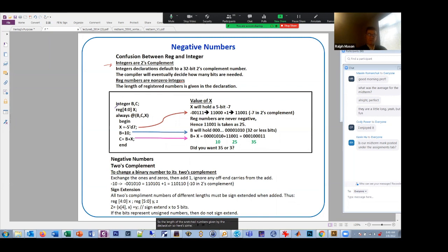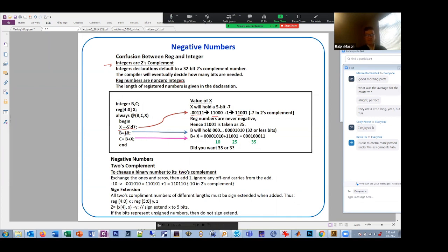So here's some example code. It says integer B, C. So these are 32-bit values. There's a 5-bit register X. Always at B or X says begin. It says X equals minus 5-bit decimal 6. So this will be stored as a 2's complement value. And X is 5 bits, so it takes the 5 bits. 2's complement inverts all the signals, adds 1. So that's what gets stored when you make a minus value for a register.